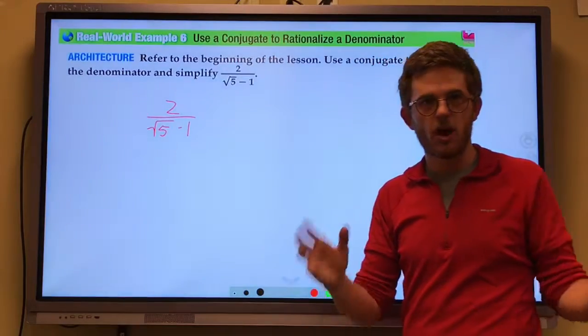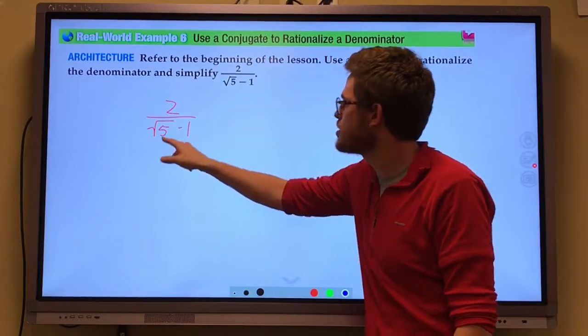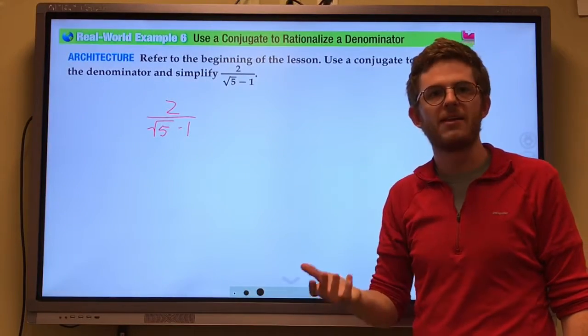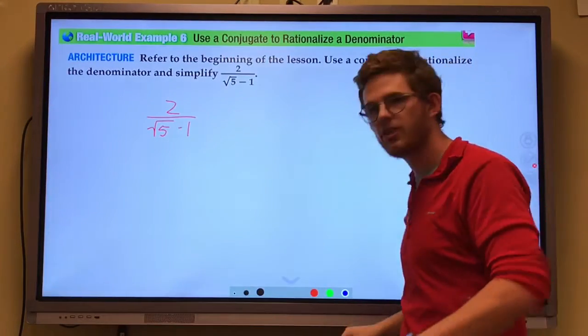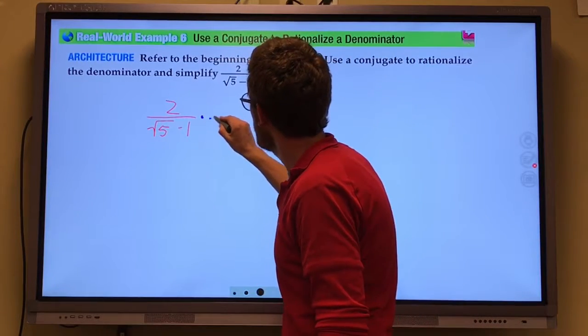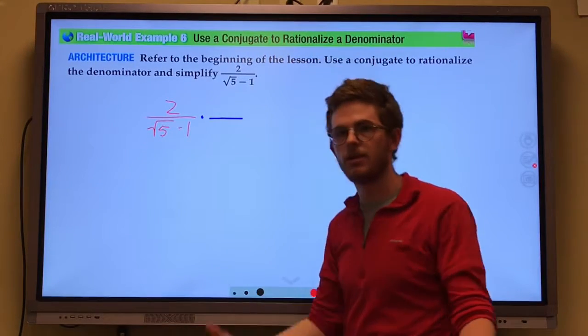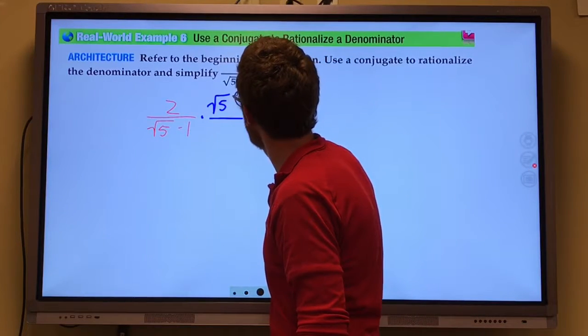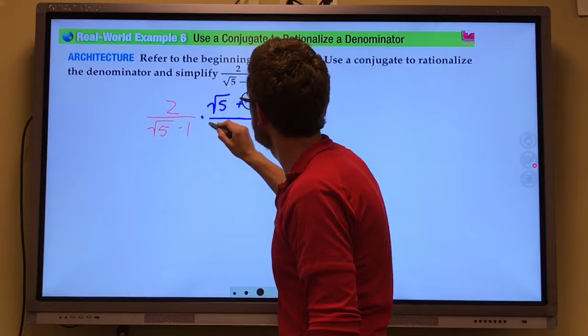Think conjugate when we have a two-term expression and one of them is something that is bad to have in our denominator. Just like when we dealt with imaginary numbers. So I'm going to multiply the top and the bottom by the conjugate, the square root of 5 plus 1.